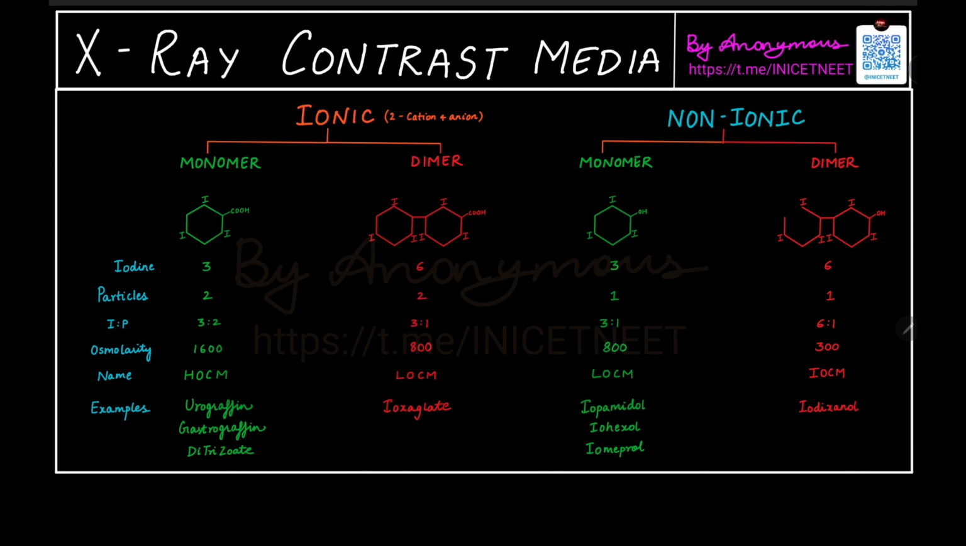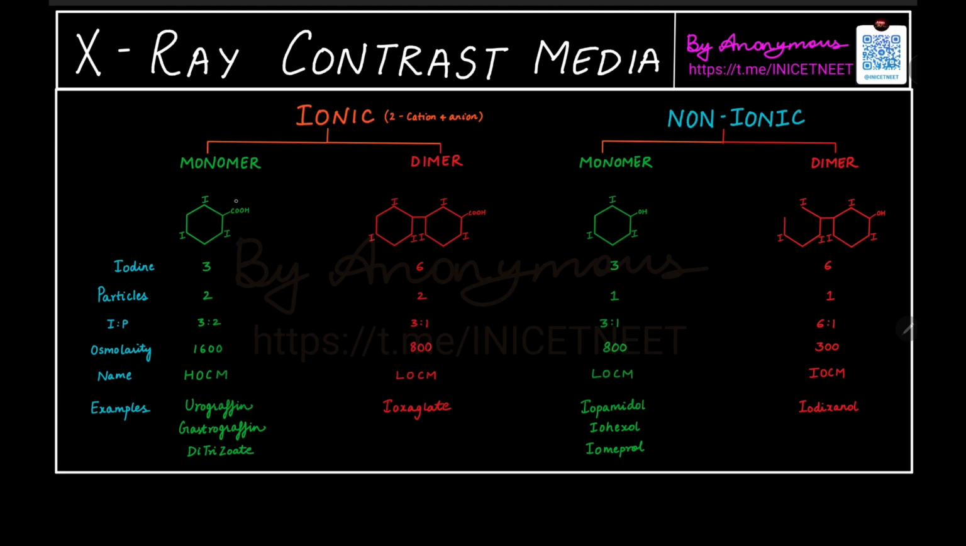Ionic monomers are self-explanatory. Since they are ionic, they produce two compounds, a positively charged cation and a negatively charged anion. Non-ionic compounds do not dissociate, that is, they are neutral. Now, a monomer, regardless of whether it is ionic or non-ionic, will have a single ring. Therefore, it will give us three iodine atoms. A dimer has two rings, so it will give us six iodine atoms.